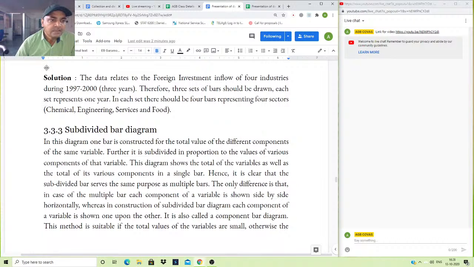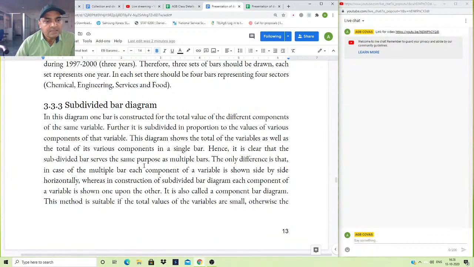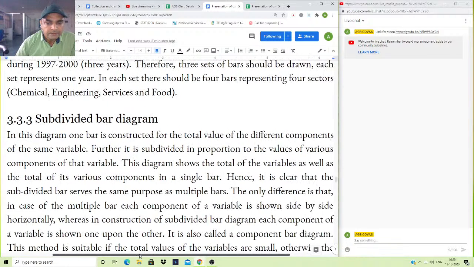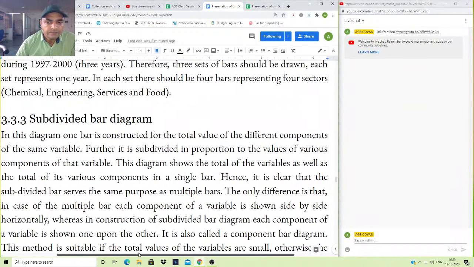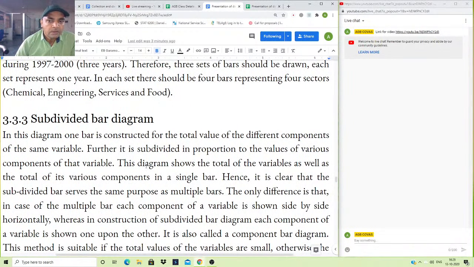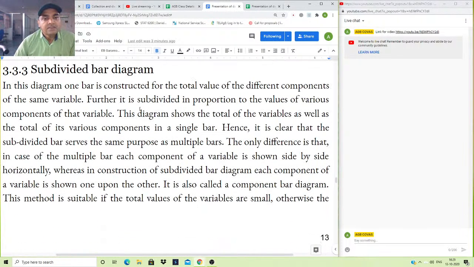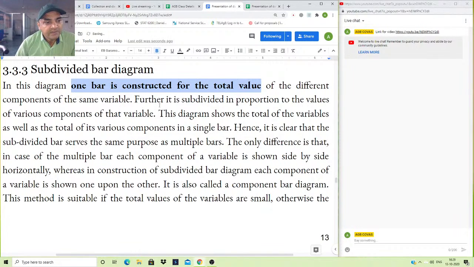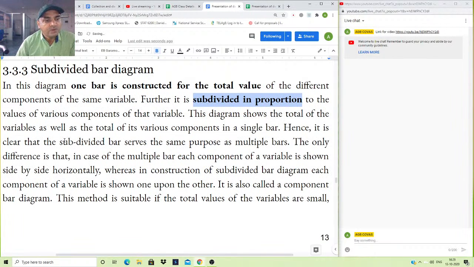Now your next is the subdivided bar diagram. In this diagram, only one bar is constructed for the total value of the different components of the same variable. Further, it is subdivided in proportion to the values of the various components of that variable. So you will be able to understand this when I show you.